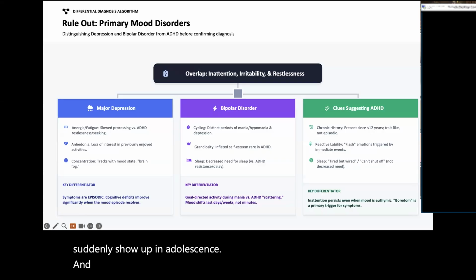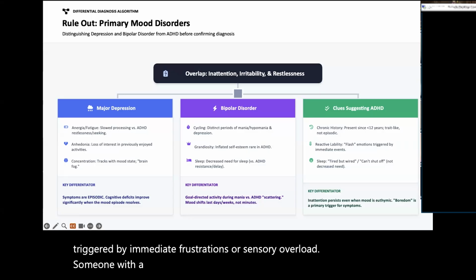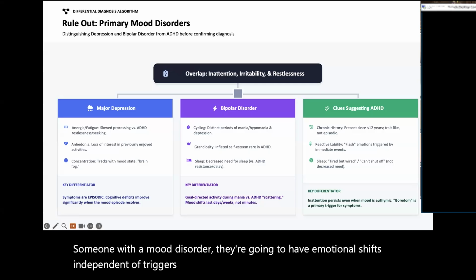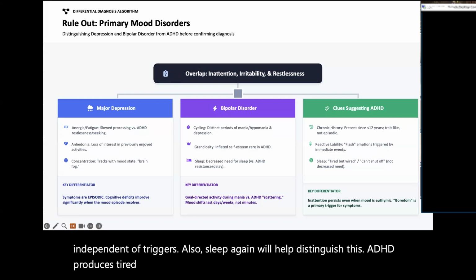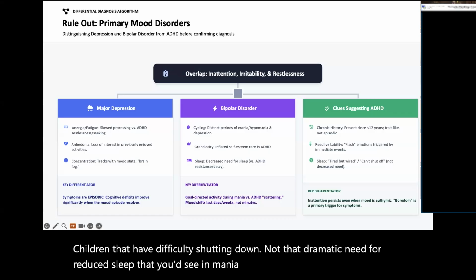And then second, this emotional lability in ADHD is reactive. That is, it's triggered by immediate frustrations or sensory overload. Someone with a mood disorder is going to have emotional shifts independent of triggers. Also, sleep, again, will help distinguish this. ADHD produces tired but wired children that have difficulty shutting down, not that dramatic need for reduced sleep that you'd see in mania or hypomania.